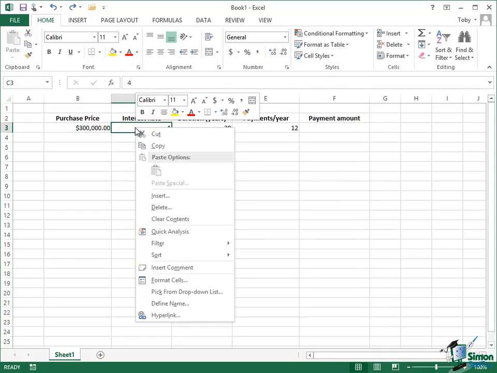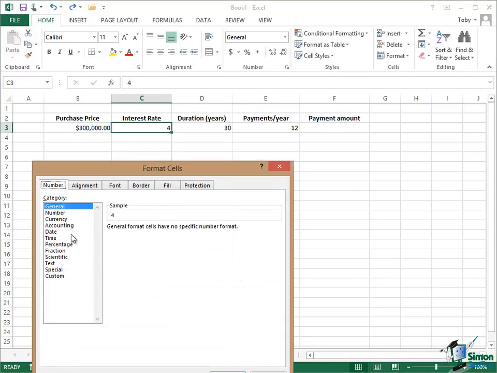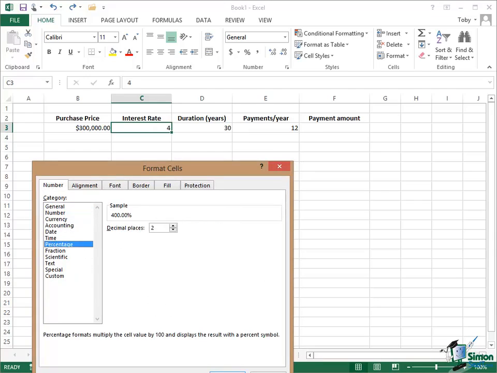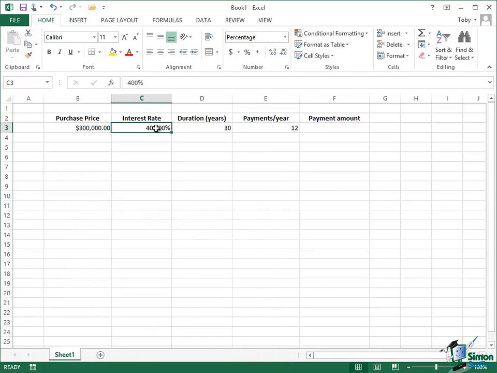Watch what happens if I just click 4 and then say format cells and change it to percentage. It actually becomes 400%, because what it does when I change that is it says 4 units is 400%. So what I really want to do here, I can either go back and make that 0.04 to start with, or I can change this to just say 4%. It's a common thing that happens when you're working with percentages. If you forget what happens when you convert a number to percentage, you can just go in and edit it like that. The duration in years 30 is fine.